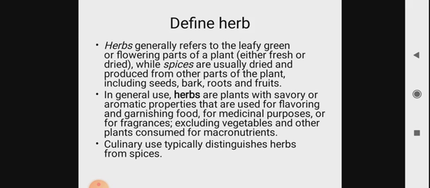Culinary use typically distinguishes herbs from spices. In short, herbs are used in the form of different parts as seeds, barks, roots, and fruits. They may be fresh as well as dried, and spices. Usually they are dried. So collectively, these are called as herbs.